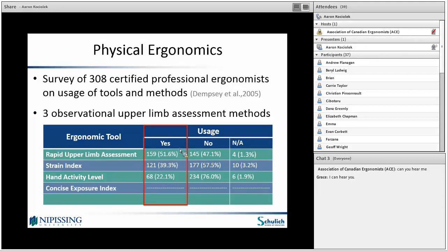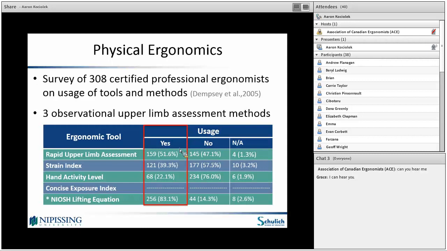I'll just also mention that the concise exposure index, or OCRA, didn't actually register on this assessment of physical methods used. So if anyone's actually used that method, I'm always interested to hear your experience with it. It doesn't get used too often just because of how difficult it is to use.